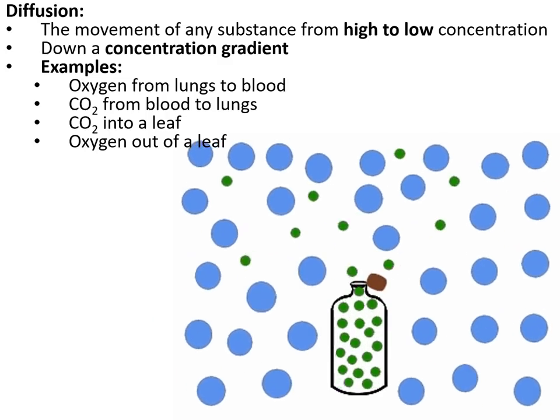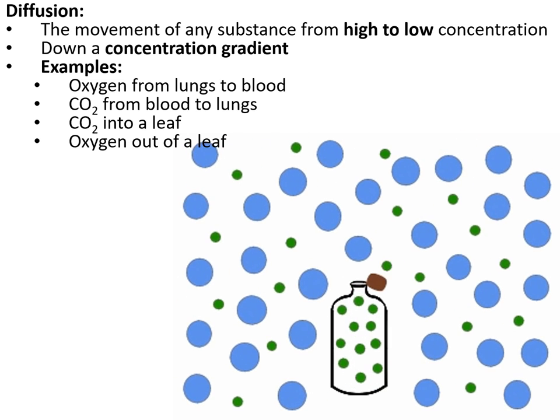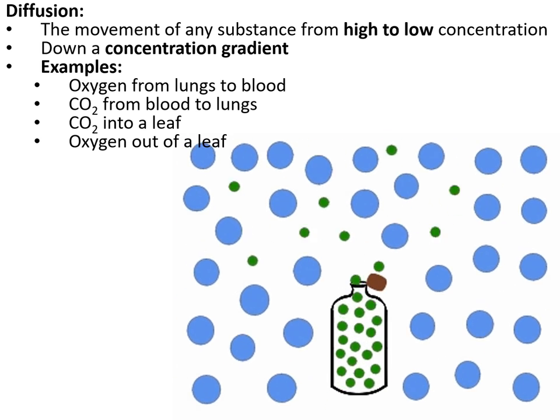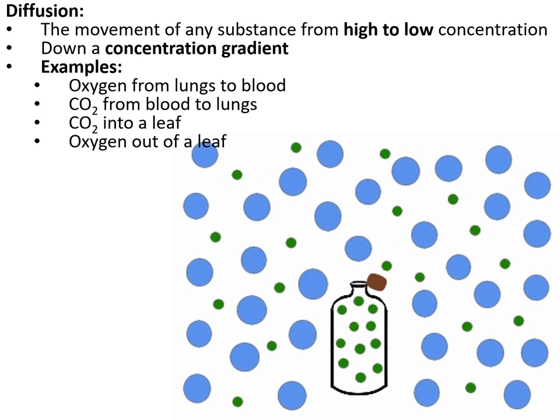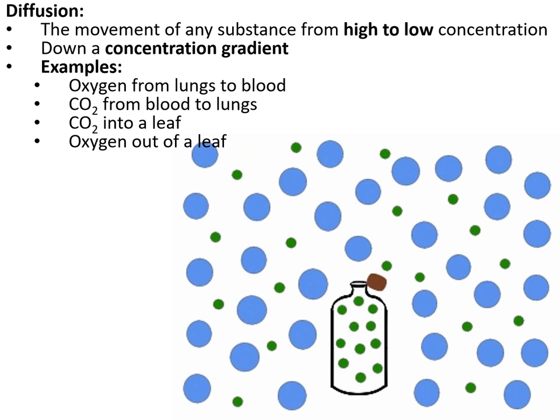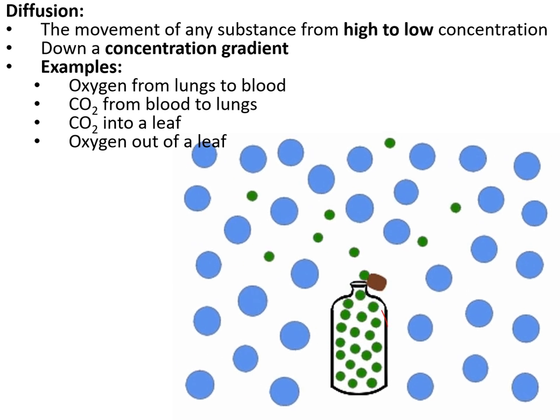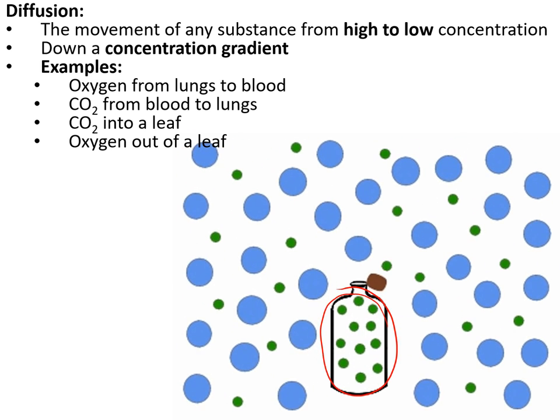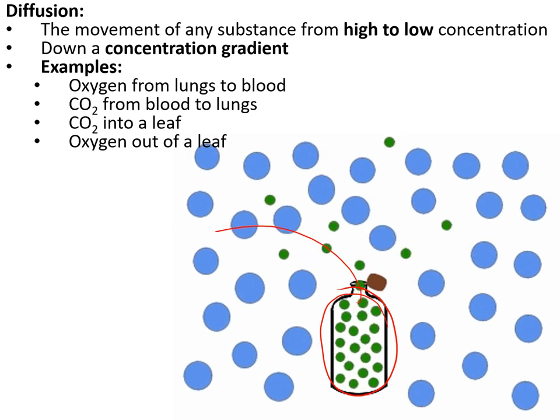Now, the first way that substances move in and out of cells is diffusion. Diffusion is the movement of substances from high concentration to low concentration. We describe that as being down a concentration gradient. And you can see that happening in this little animation here. The green particles start off at a high concentration in the bottle and they move away from the bottle towards a low concentration.